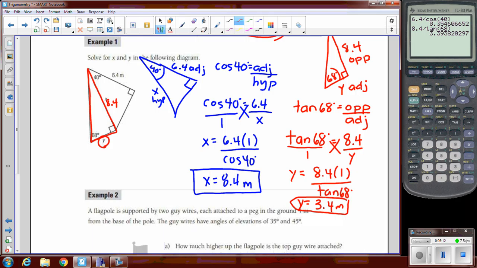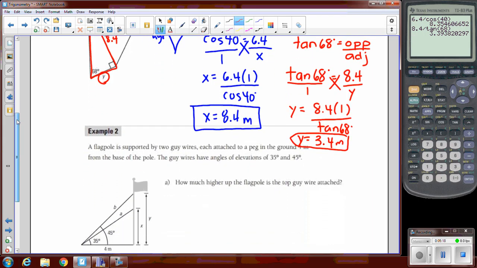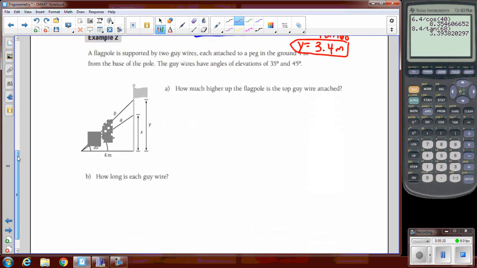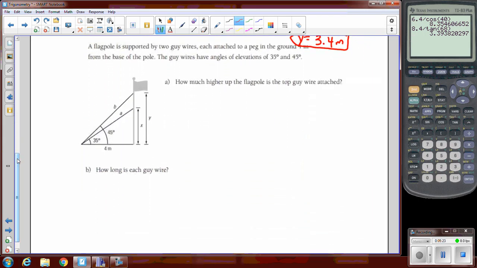So the question asked to solve for x and y, and we found them. And it all started with finding the side that they shared, and that helped us solve for y in the second case. So now let's look down here at the flagpole question. We have a flagpole that's supported by two guy wires, and these are my guy wires here. A guy wire is just attached to something to keep it up.